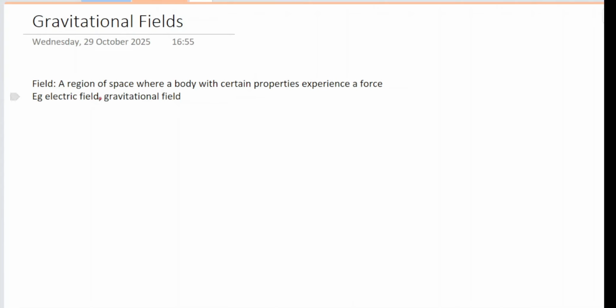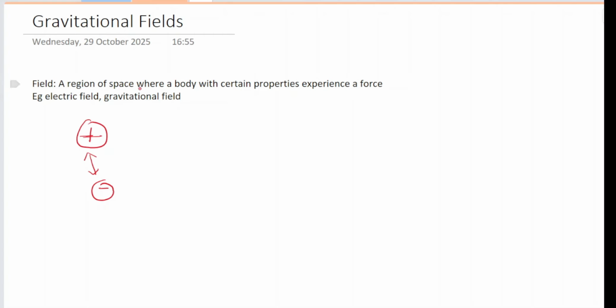For example, when we talk about electric field, you have a positive charge, maybe here, and then you have a negative charge maybe over here. Obviously, both of these are attracted to each other. So the space around here is called the electric field.